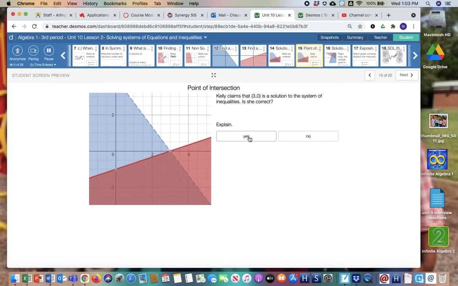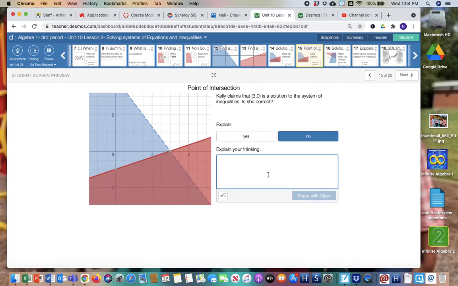All right, so here we go. Kelly claims that 3, 0 is a solution to the system of inequalities. Is she correct? So that's on where the lines intersect. So for the red graph, that is a solution because it's a solid line. For the blue graph, it's not because it's a dotted line. So no, it's not because the blue line is dotted. So it is not a solution. Dotted line, not a solution. So that point would not represent a solution. If both lines were solid, it would be a solution, but they have to both be solid. Okay.